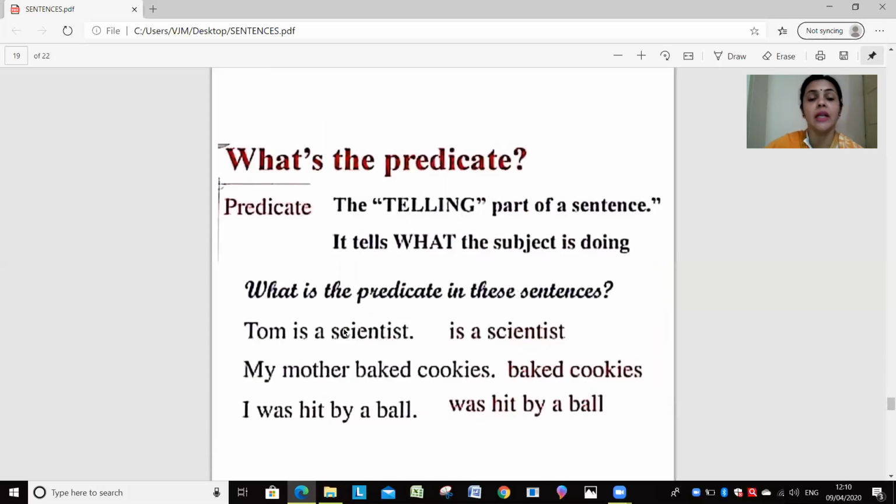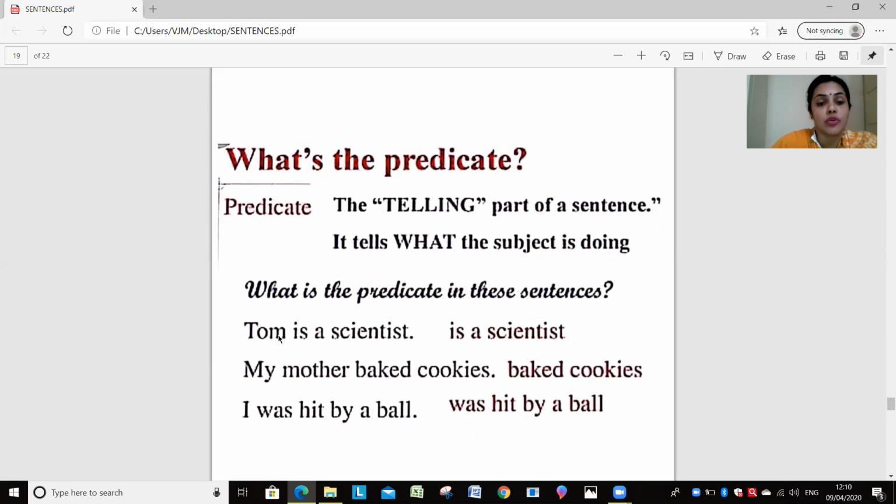What is a predicate? Predicate is the telling part of a sentence. It tells what the subject is doing, right? And that is why we need a verb, so that the verb can tell us what the subject is doing and its results. What is the predicate in these sentences? Quickly, come on, guess it. Tom is a scientist. My mother baked cookies. I was hit by a ball.